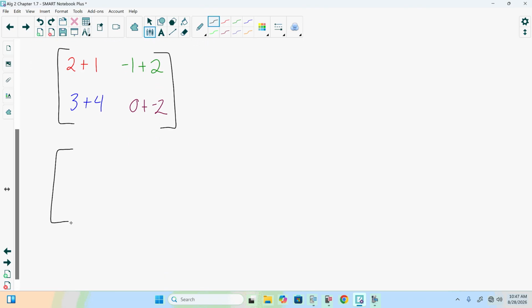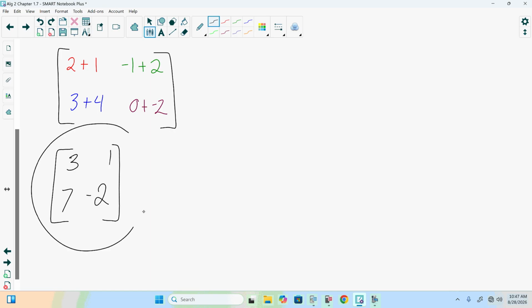So now we really just need to add. 2 plus 1 is 3. -1 plus 2 is 1. 3 plus 4, 7. And 0 plus -2, -2. That's it. Questions on adding these two matrices together? We're ready for the next one.